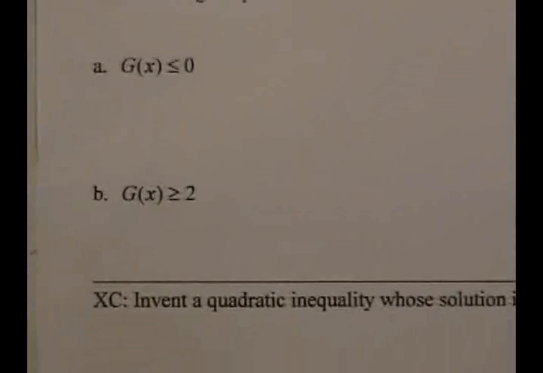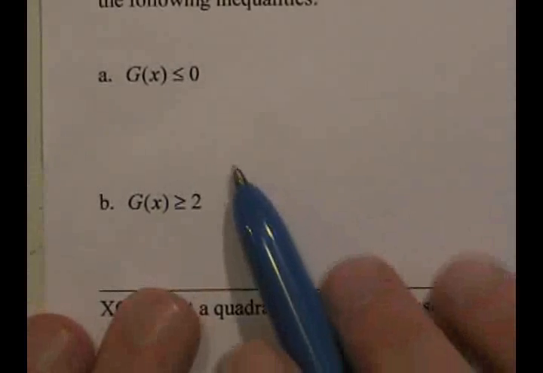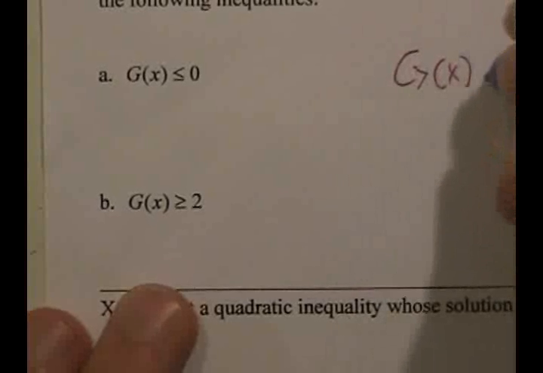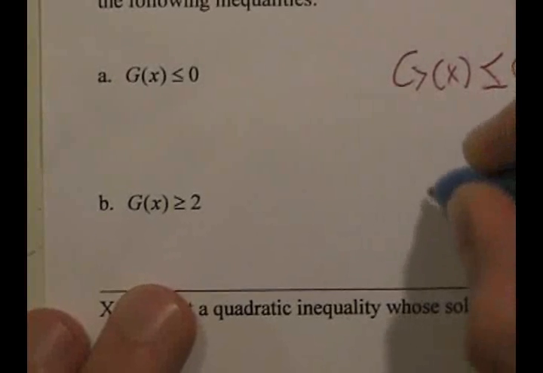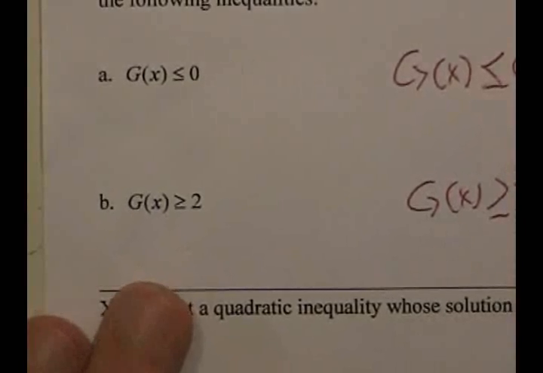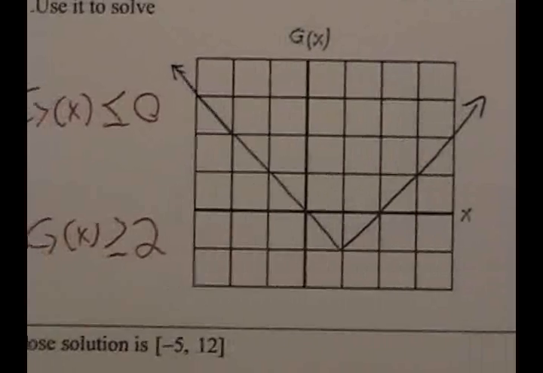Next is the graph one. You just might want to write these down. Well, here, let's see. We want g of x less than or equal to 0, and g of x greater than or equal to 2. And here's the graph of g.